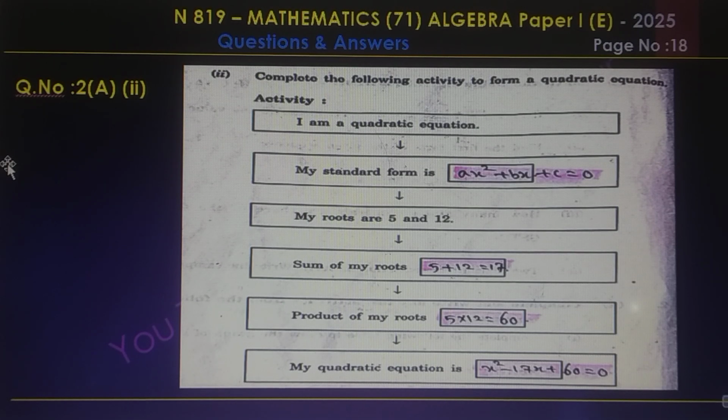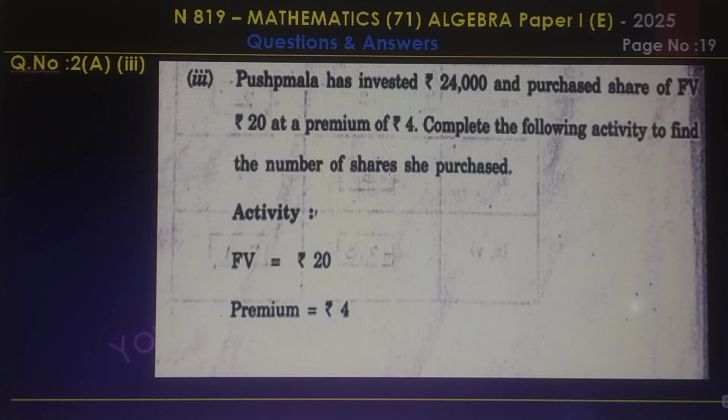Question 2A2, complete the following activity to form quadratic equations. For quadratic equations, you know the formula is ax square plus bx plus c equal to 0. The same way we are substituting the values 5 and 12, 5 plus 12 equal to 17, and 5 into 12 equal to 60. So we are getting x square minus 17x plus 60 equal to 0. That is the final answer.